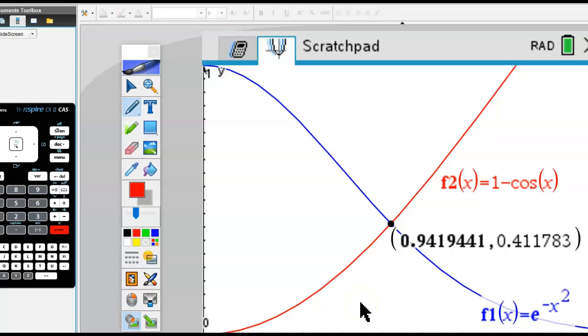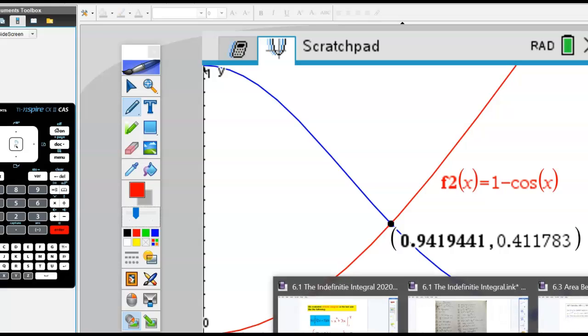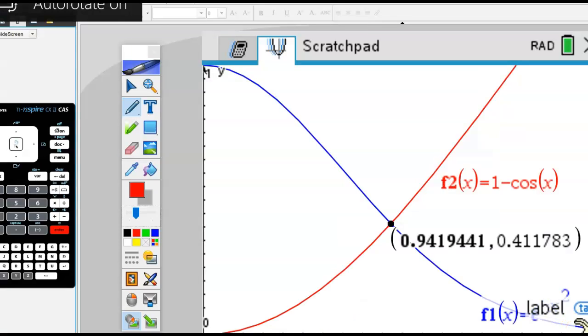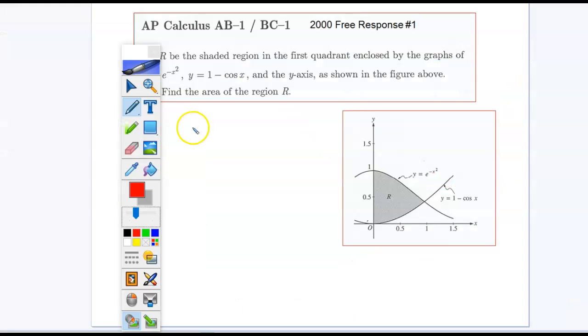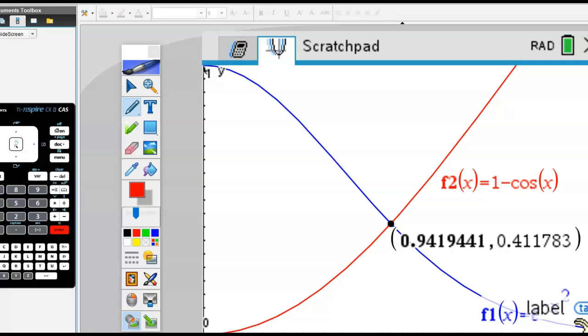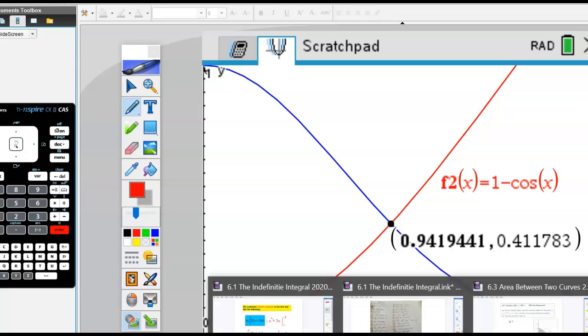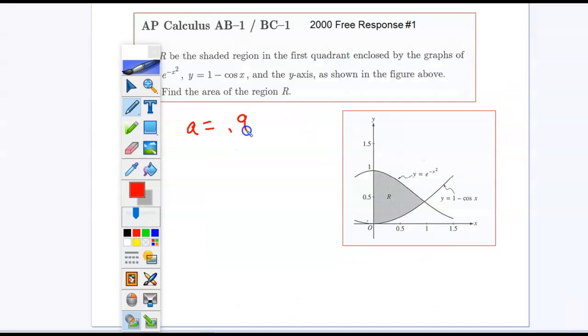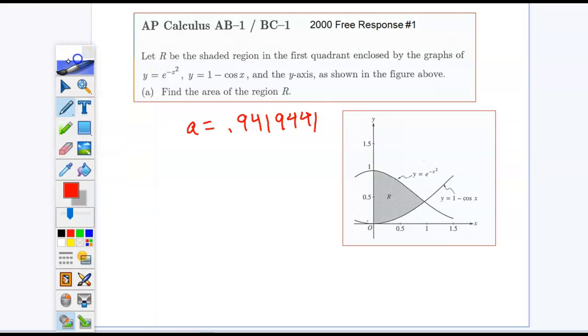On my test paper, though, I would be sure to let the AC people know what I'm doing. So in this case, I would write that A equals 0.9419441, just so they know what A is. Now to figure out the area of region R, it's the integral from 0 to A.